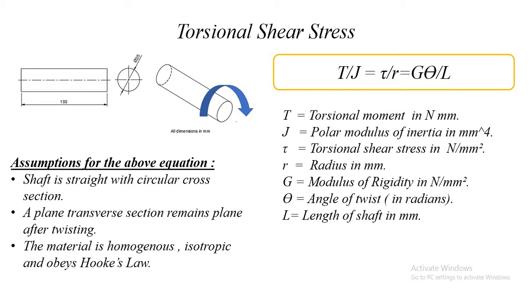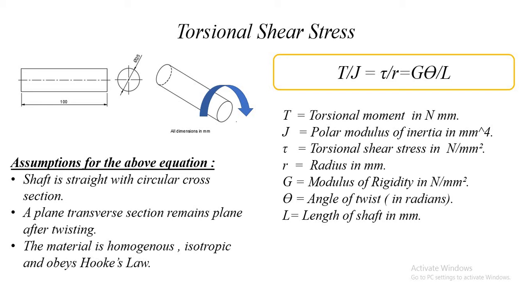Now let us understand what is torsional shear stress. Torsional shear stress is calculated by the following governing equation. T by J is equals to tau by R is equals to G theta by L, where T is the torsional moment in Newton mm, J is the polar moment of inertia in mm raised to 4, tau is the torsional shear stress in Newton per mm square, R is the radius in mm, G is the modulus of rigidity in Newton per mm square. Modulus of rigidity for steel is 81370 megapascal. Theta is the angle of twist in radians and L is the length of the shaft in mm.